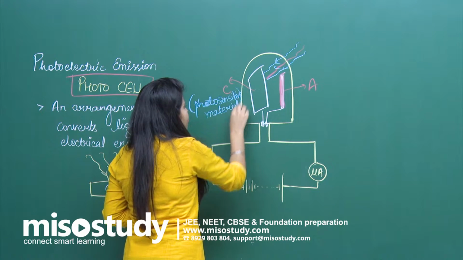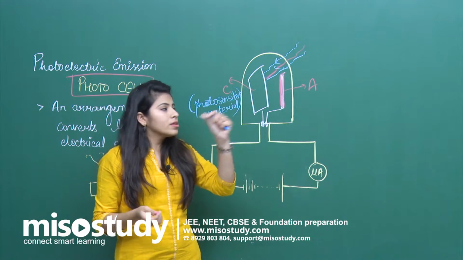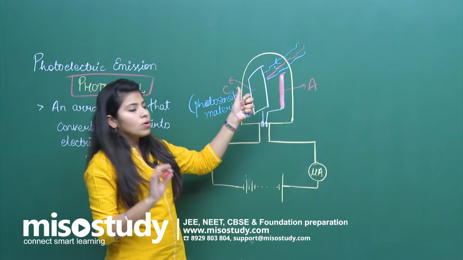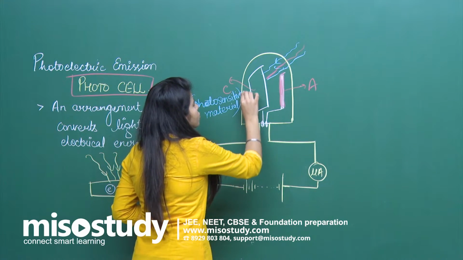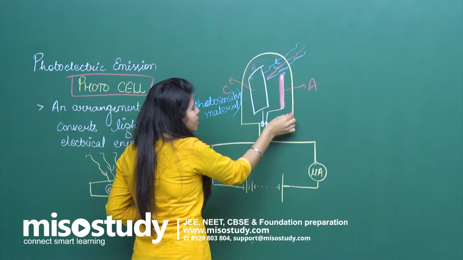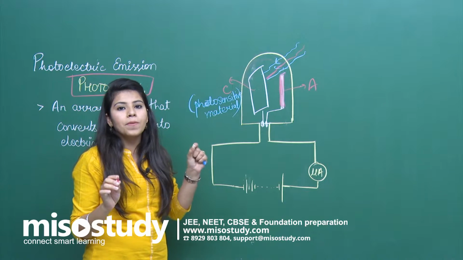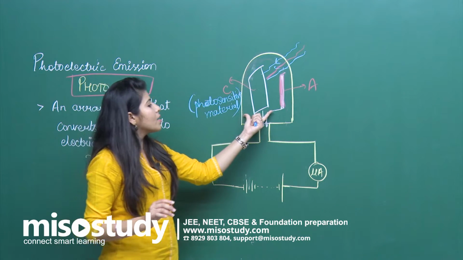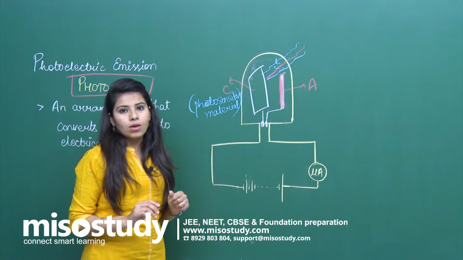And what is the photosensitive material? It might be used with a thin layer of cesium, or we can apply a photosensitive plate on the inner side of this tube. There are two methods to apply a photosensitive plate. In this case, we are applying a photosensitive material at this cathode.